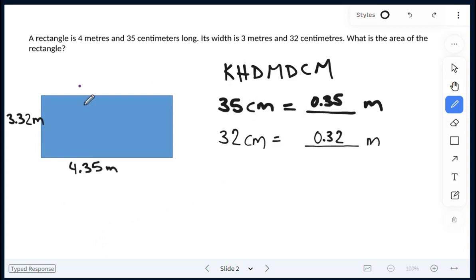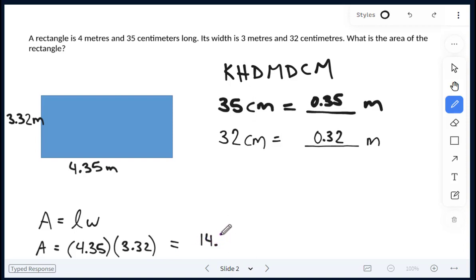What is the area of the rectangle? Area of a rectangle is length times width. So therefore, our length was 4.35, and then we're multiplying by our width, which is 3.32. And again, that's in meters. So just put that in your calculator, and we get 14.442 meters squared.